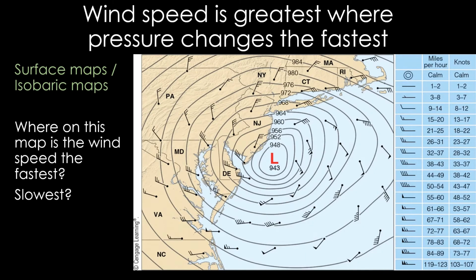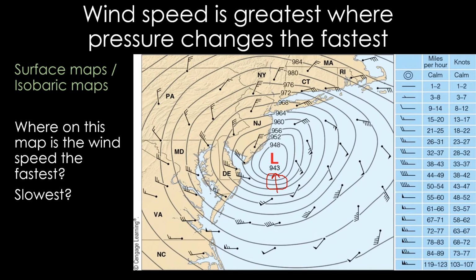On surface maps, the closer the isobaric lines are, the faster the pressure is changing and thus the faster the wind speed. The farther apart the lines are, the slower the pressure is changing and thus the slower the wind speed. So for instance, on the surface map, we'd likely say this location here would have the fastest wind speeds on this map. We're moving from about 968 millibars to about 943 millibars as the air is traveling in towards the low, and this is happening over a pretty small space.